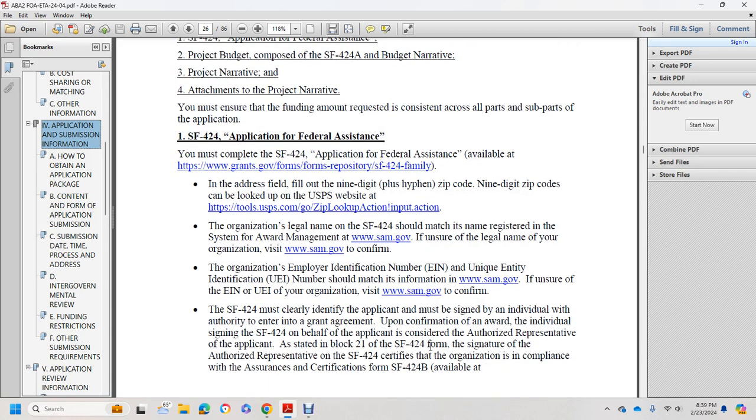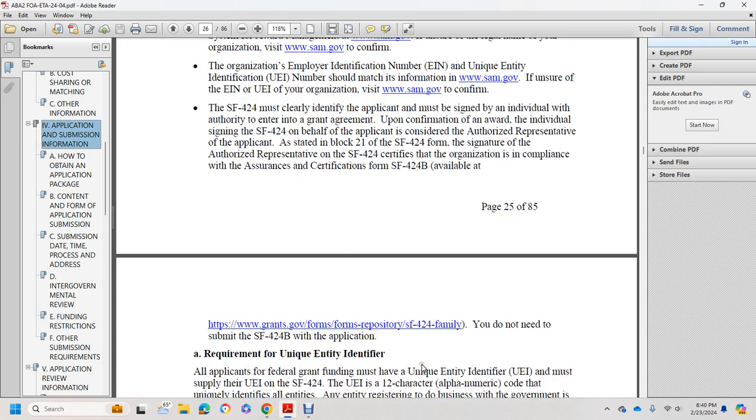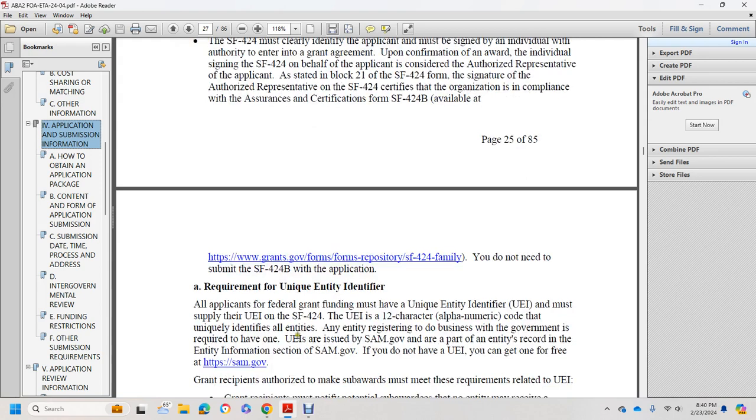Standard Form 424 must be signed by an individual with the authority to enter into the grant agreement and the confirmation of the award. The individual signing Standard Form 424 on behalf of the applicant must be the authorized representative of the applicant, as stated in Block 21 of the form. The signature of the authorized representative on Standard Form 424 certifies the organization's compliance with the assurances and certifications in Standard Form 424B, available at the Grants.gov forms repository, Standard Form 424 family. You need not submit Standard Form 424B with the application.